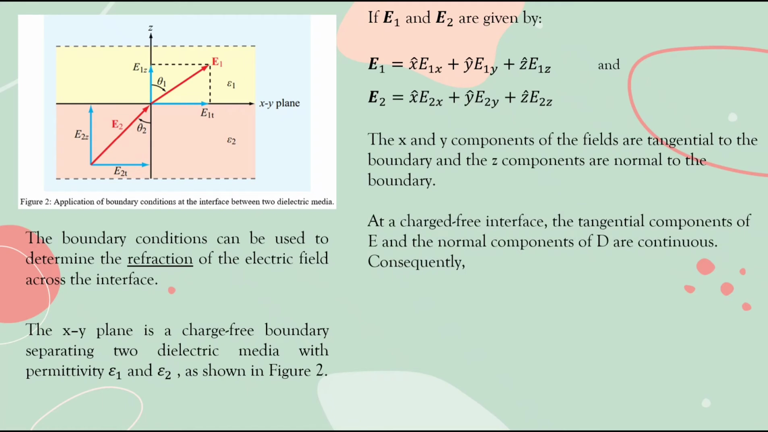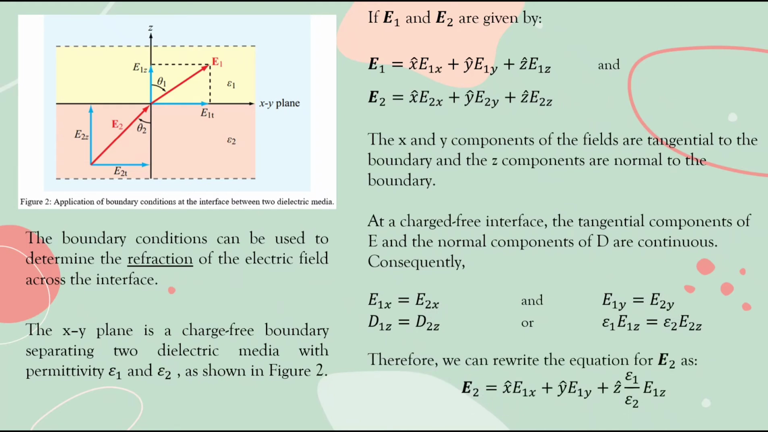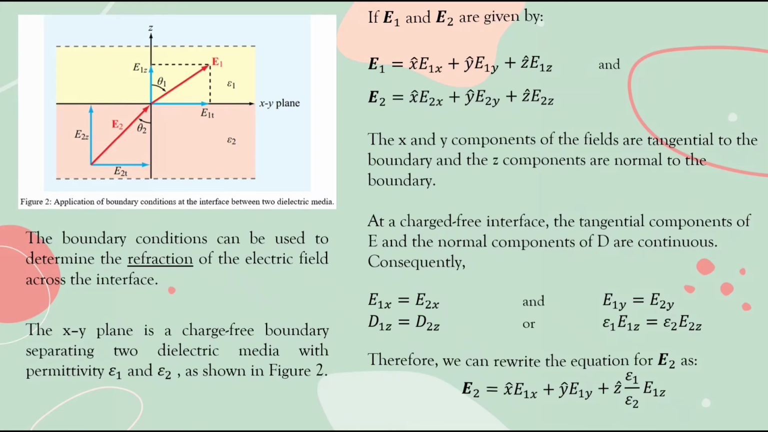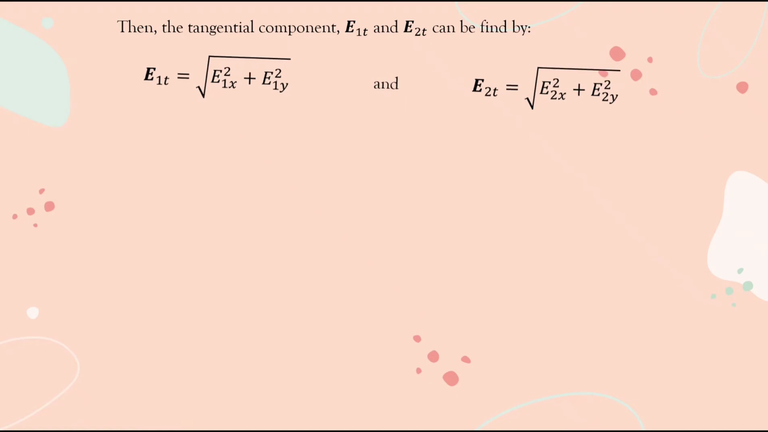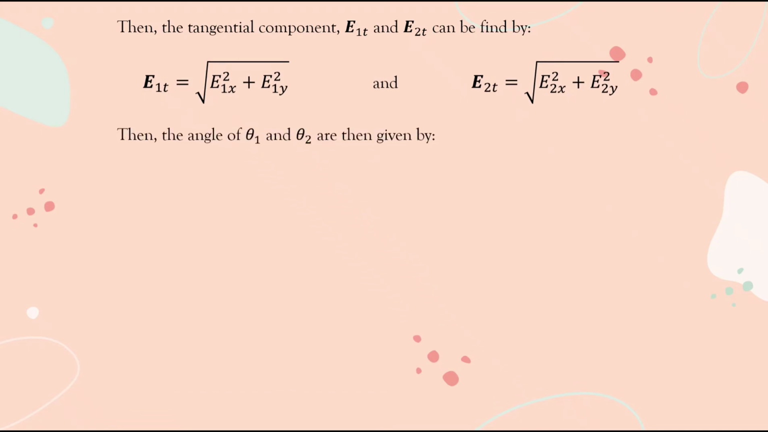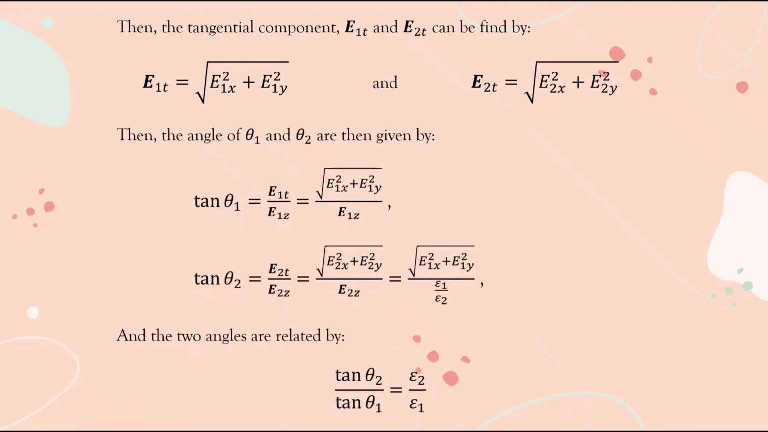At a charge-free interface, the tangential components of E and the normal components of D are continuous. Consequently, we have these terms. Therefore, we can rewrite the equation for E2 as below. Then, the tangential components E1t and E2t can be found by using these two formulas respectively. The angles theta 1 and theta 2 are then given by these two formulas as well. And the two angles are related by tangent theta 2 over tangent theta 1 equal to epsilon 2 over epsilon 1.